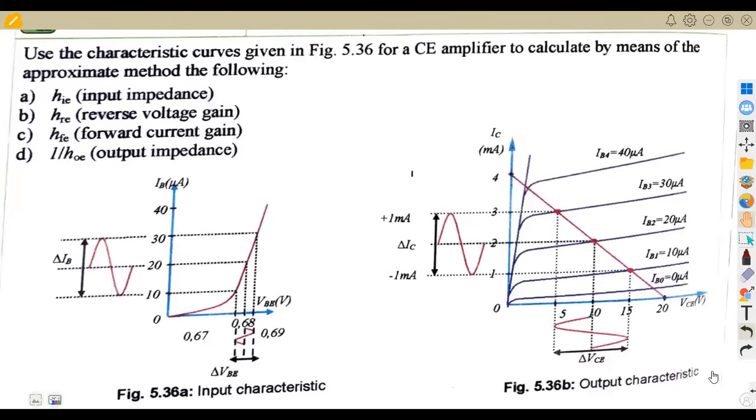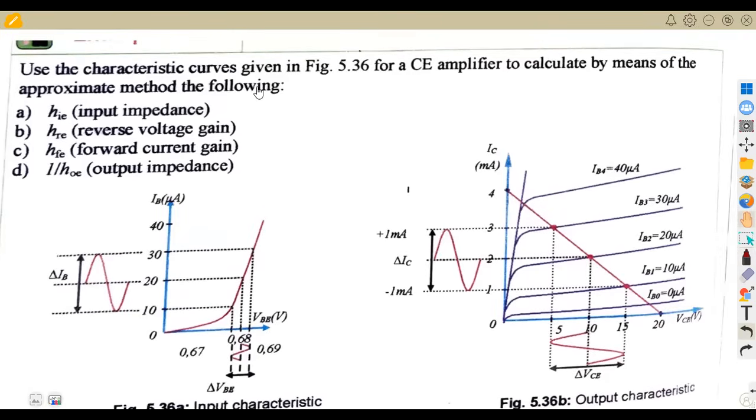This is from our industrial electronics N4 textbook, whereby we are given the information, use the characteristics. So we're given here curves. We've got the two curves that we are given in Fig 5.36 for the common emitter. So we're talking about a common emitter amplifier, to calculate by means of the approximate method.